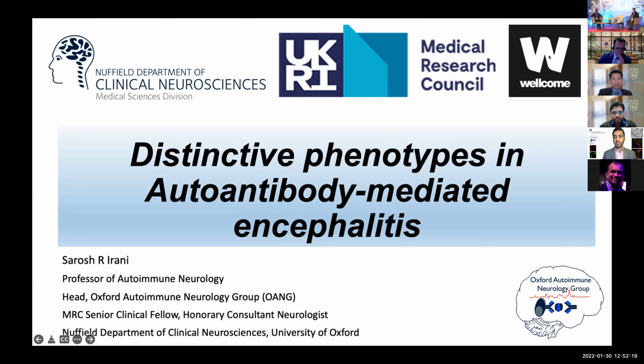There are many, but I would just like to highlight some of the very striking ones that he's made. One of them is the recognition of the faciobrachial dystonic seizures in LGI1 encephalitis. And the other, which I thought was very significant, was the discovery of LGI1 and Caspr2 antibodies in limbic encephalitis. So I think it would be right to say that Sarosh is one of the authorities in the field of autoimmune encephalitis, and it's an absolute privilege to have him here today to talk to us on his topic. So over to you, Sarosh.